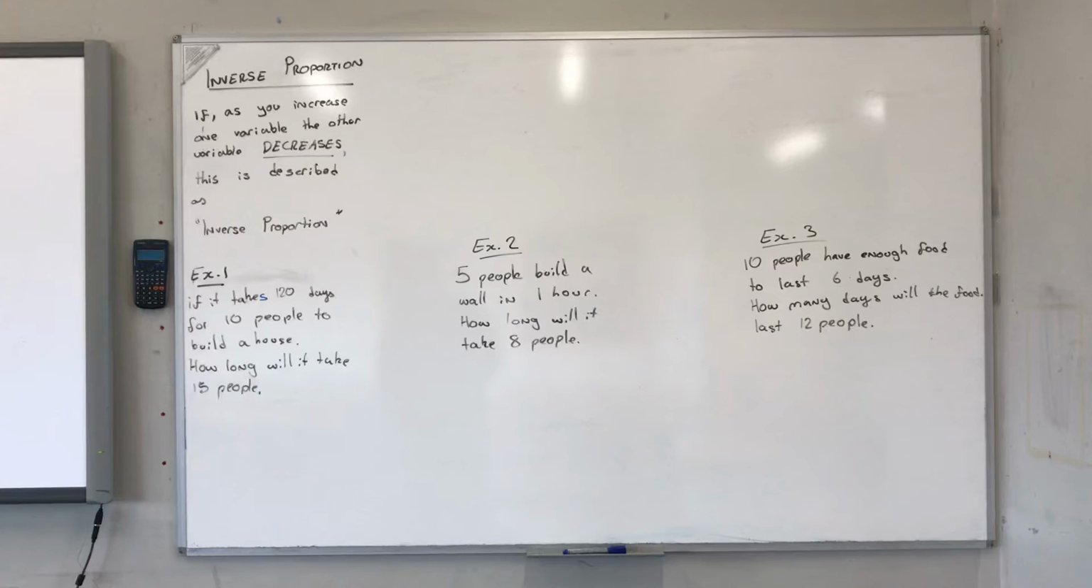And if you can remember the direct proportion, you'll be fine with doing inverse proportion. We just swap the order around of the operations. So we're going to find out how long it takes one person by multiplying 10 and 120.